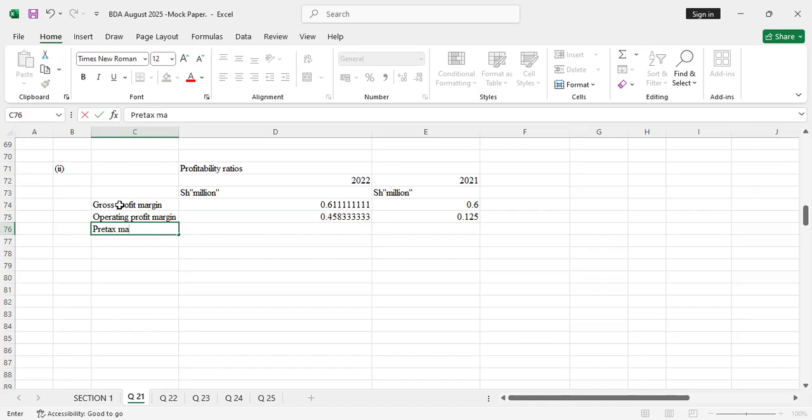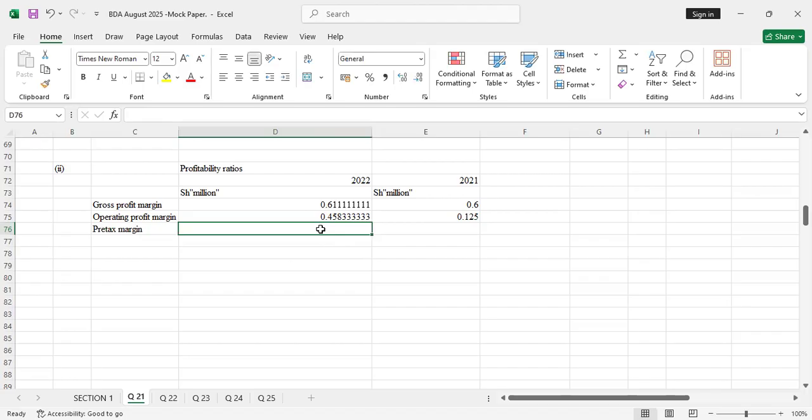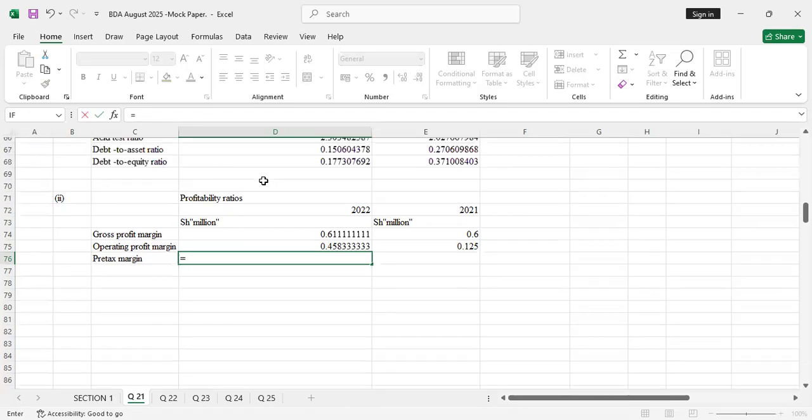Pre-tax margin, or earnings before tax ratio. Yeah, they mean the same thing. So what is the formula for the pre-tax margin? As I have said, it's earnings before tax, and you divide by what? Revenue.